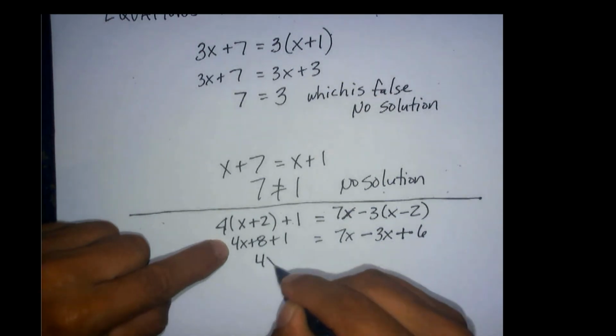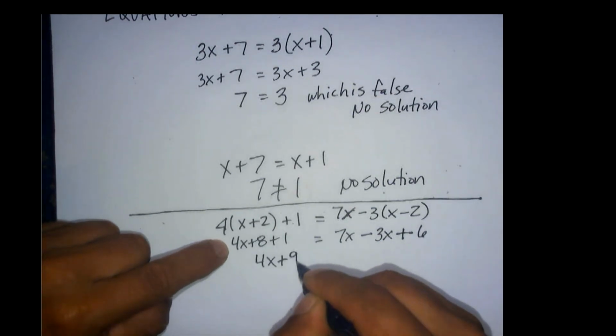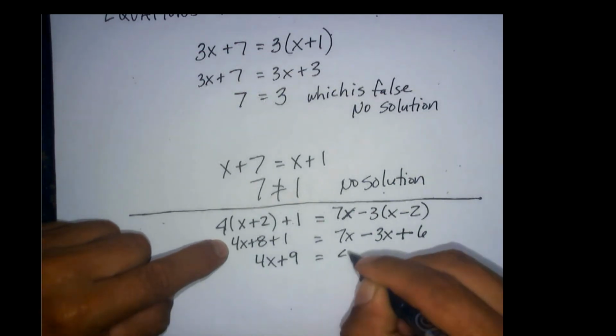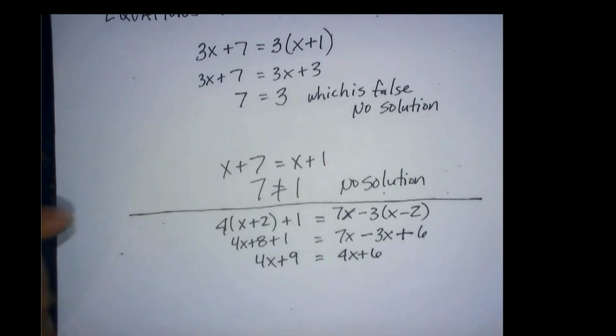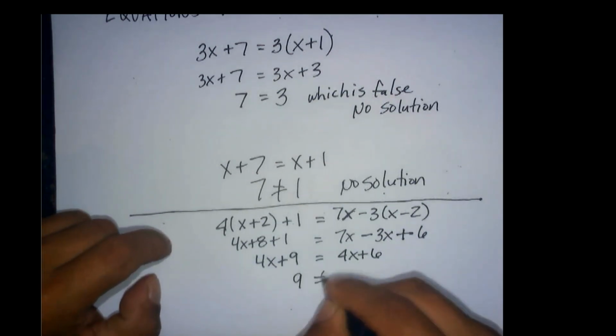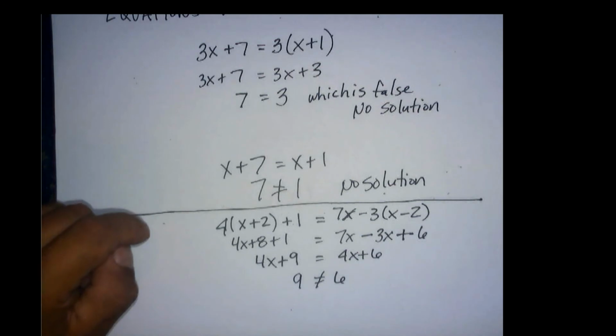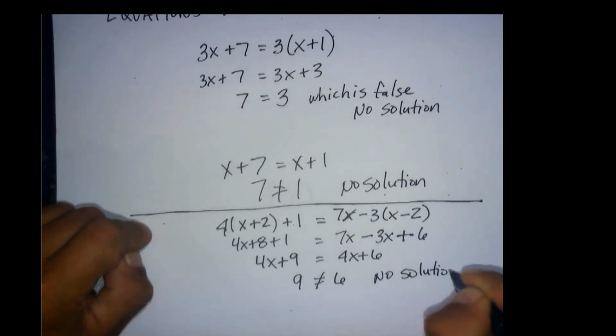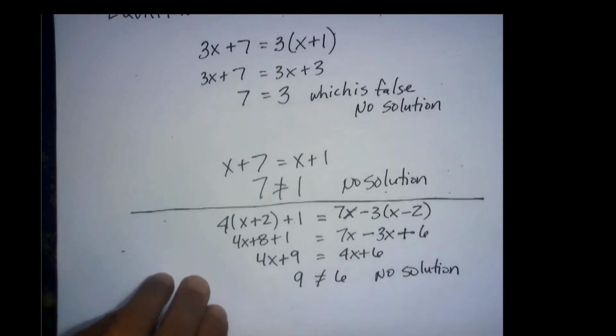4x plus 9 equals 4x plus 6. And then we subtract. So then we get 9 equals 6, which is false. So, no solution. Alright, there's another case that's very similar to this.